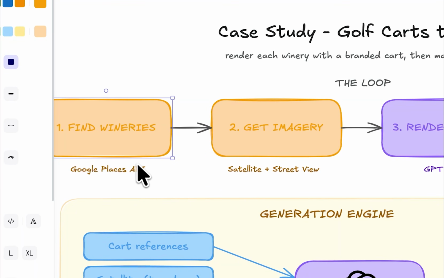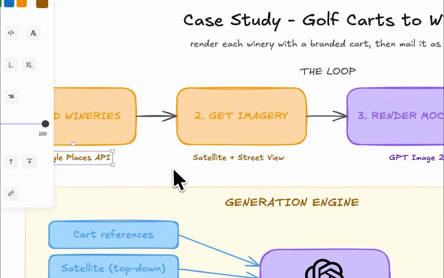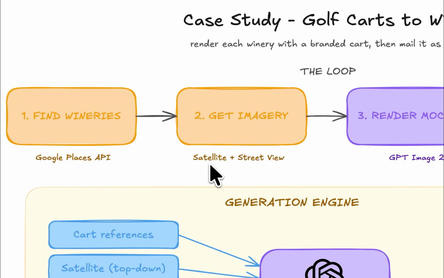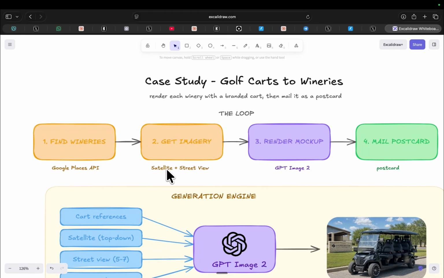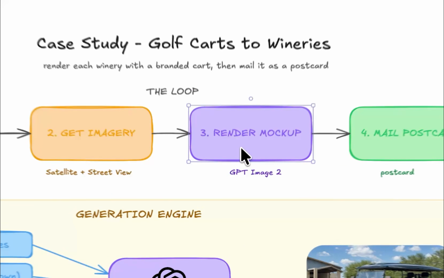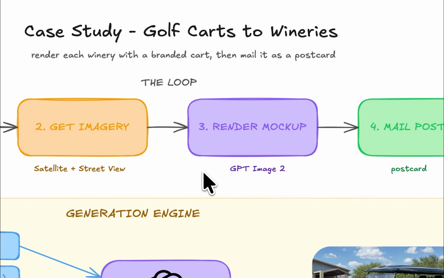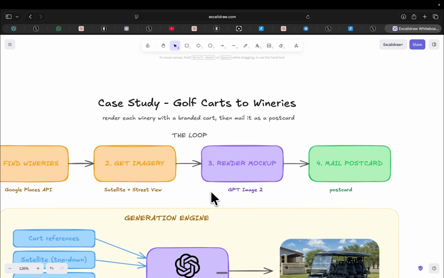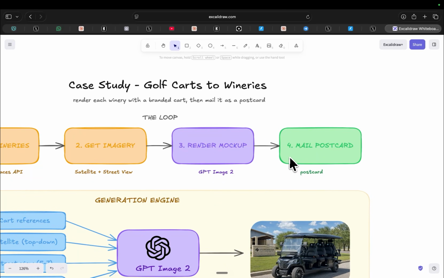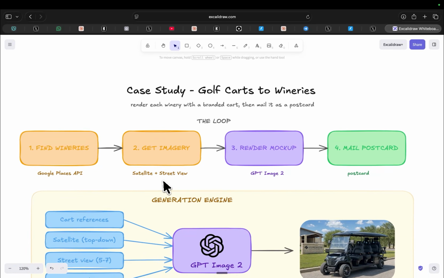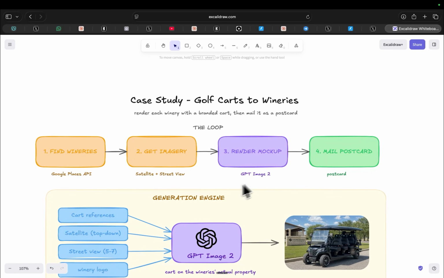So we find the wineries with Google Places API. We fetch the imagery with Google Satellite and Street View APIs. And we render a mock-up of the manufacturer's golf cart on their property with their logo on it. And we mail them a physical postcard. So this is the whole system. It runs in a loop.